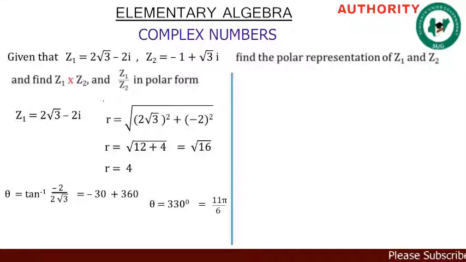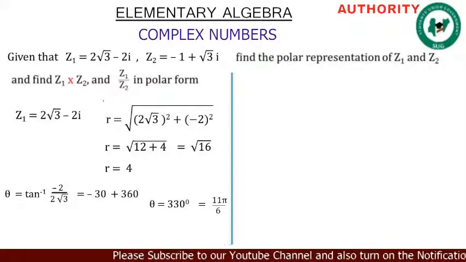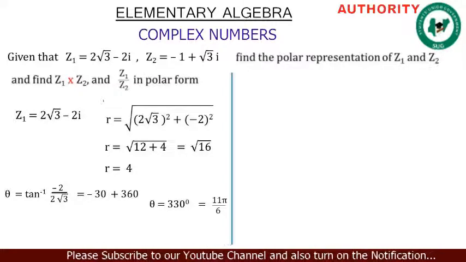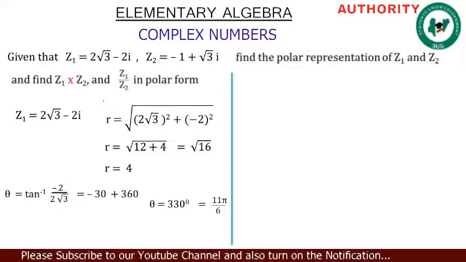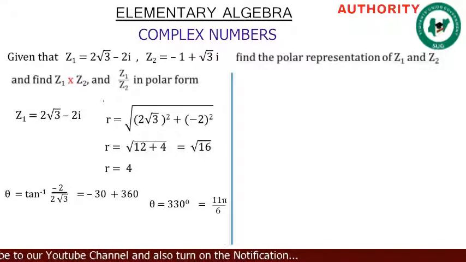Now let's change this 330 degrees to radian. In one of our earlier tutorials we treated how to do so, so if you forgot, I will refer you to them. Let's just divide by 180. 330 divided by 180 gives us 11 all over 6, so we have 11 over 6 pi. So our theta in z1 is equal to 11 pi all over 6.